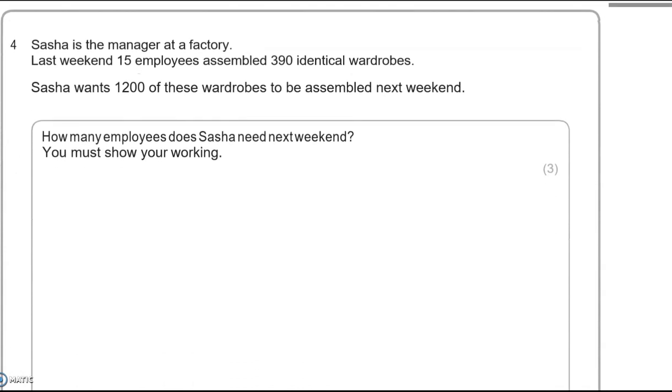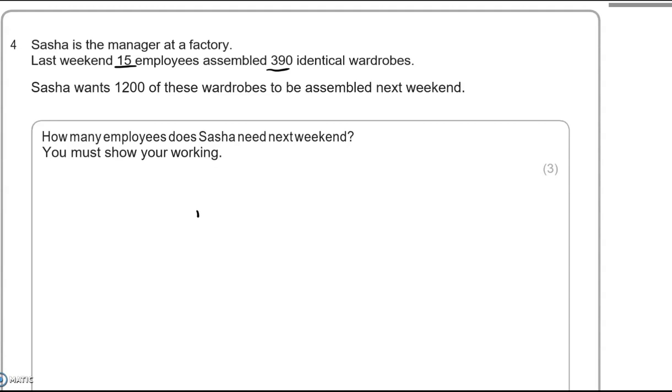Sasha is the manager at a factory. Last weekend, 15 employees assembled 390 identical wardrobes. Sasha wants 1,200 of these wardrobes to be assembled next weekend. How many employees does Sasha need next weekend? You must show your working.